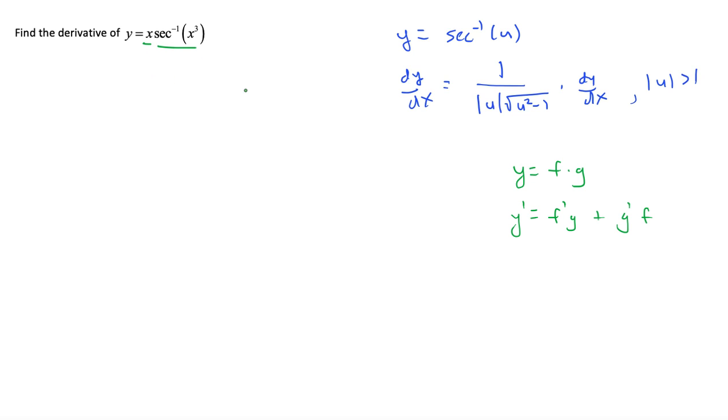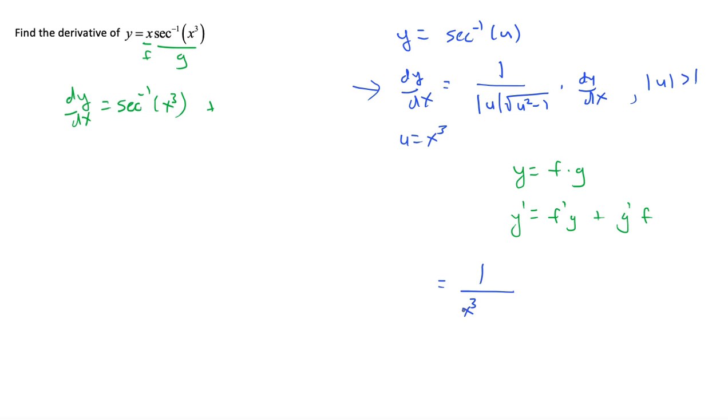Well, using the product rule, the derivative of x is just 1, so we get dy dx, which equals the secant inverse of x cubed. So f prime times g, plus g prime times f. So we've got to find the derivative of, in this case, the secant inverse of x cubed, and the formula for that is right here. So what do we get? We get 1 over, well, wait a minute, what is u in this case? Remember, u in this case is x cubed, so we get 1 over the absolute value of x cubed.